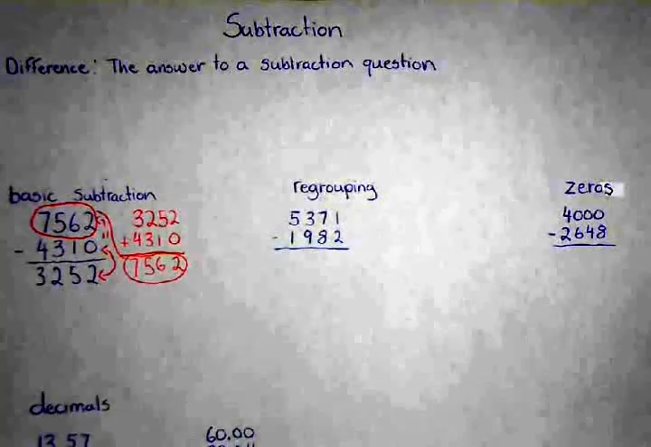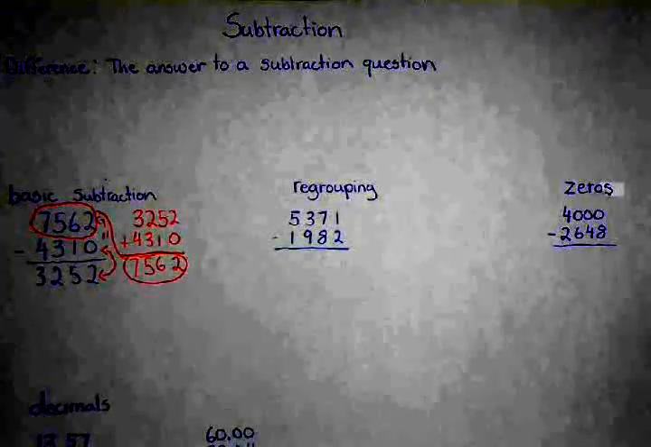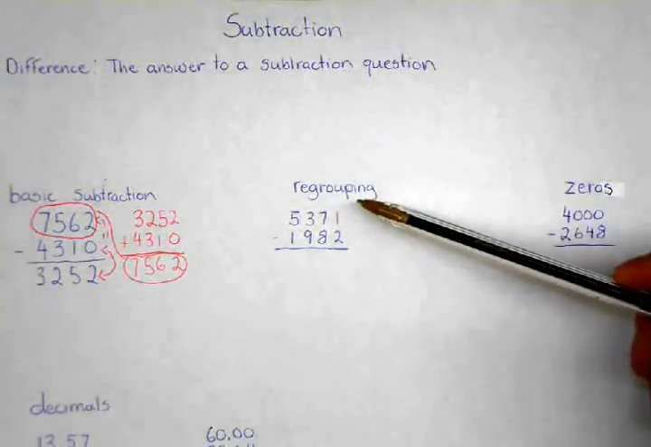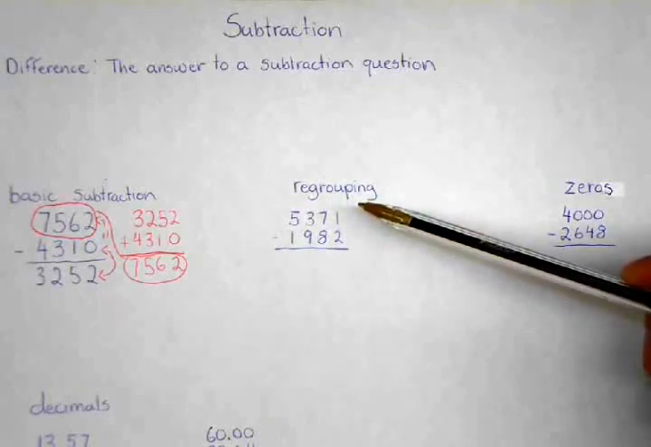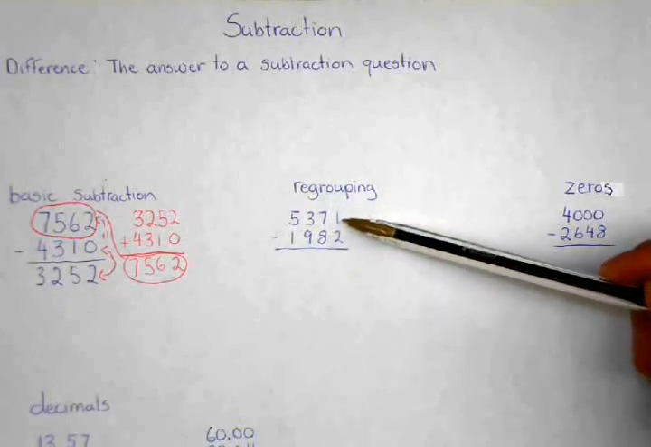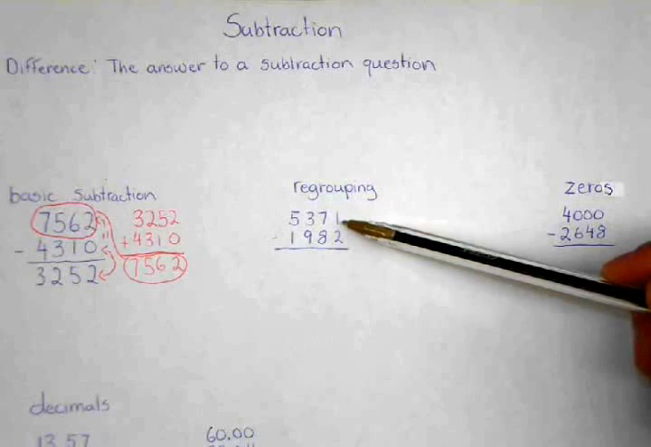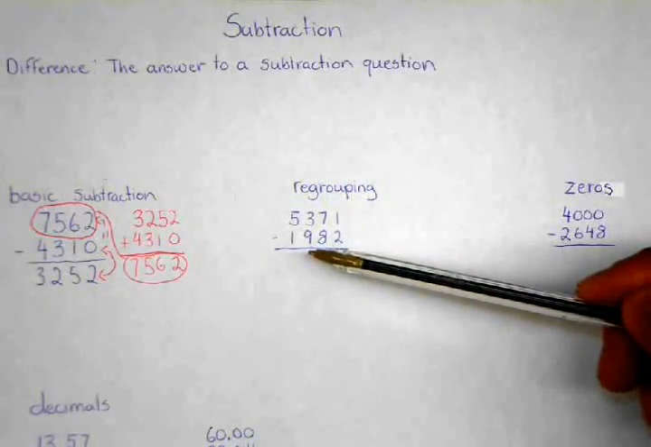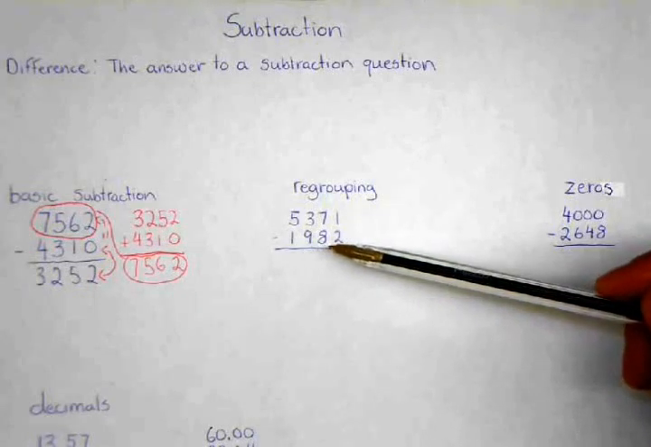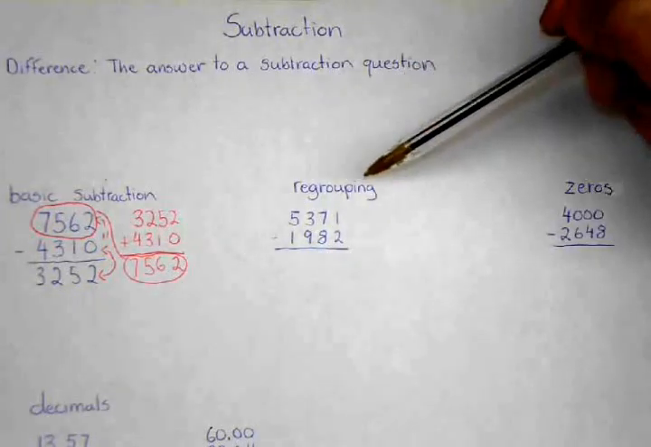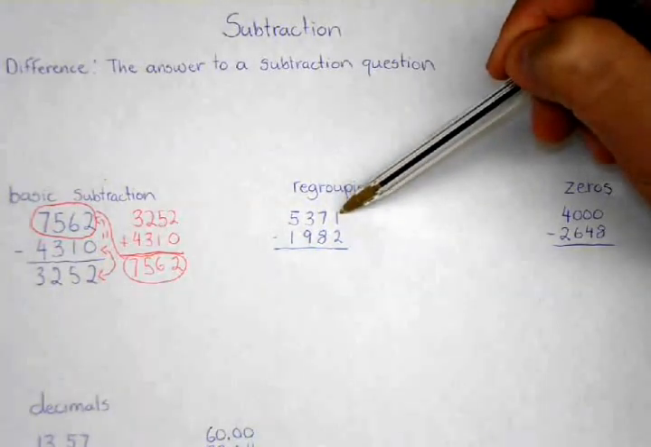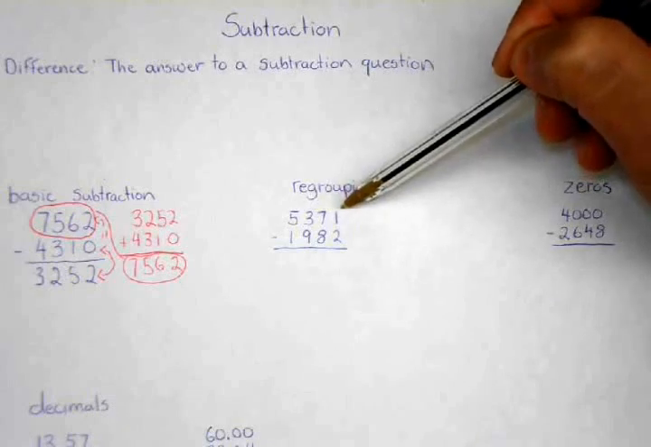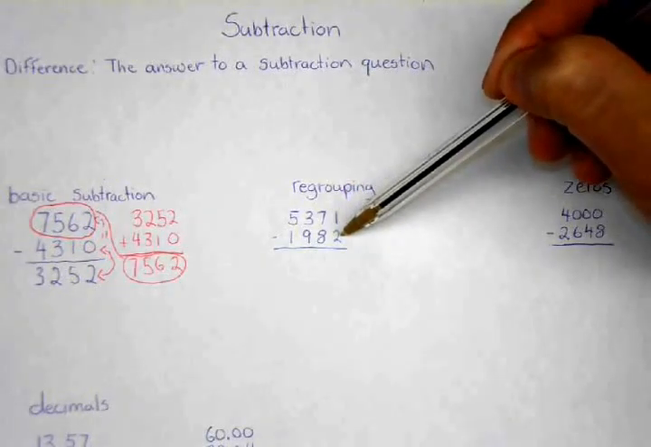Okay? Now that was a very basic subtraction right there. The next part is called regrouping, right over here. Now when regrouping actually happens, it's when you have our top number here. So for this example, we have 5,371. And then we have the subtraction of 1,982. Alright, so what we can see here is that the 1 on the top, 7, and 3, all three of those numbers are actually smaller than the number below.